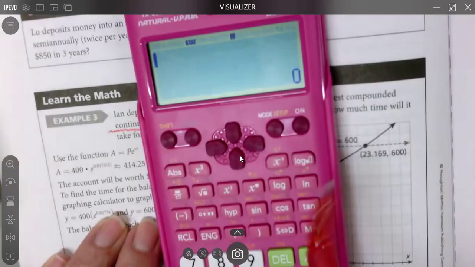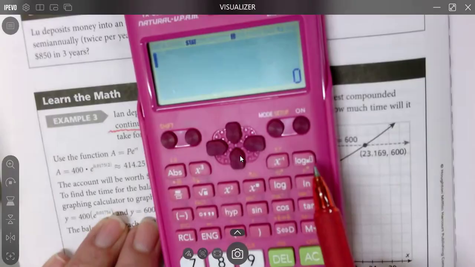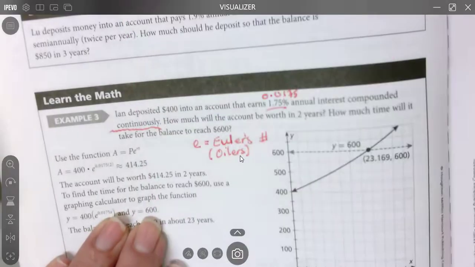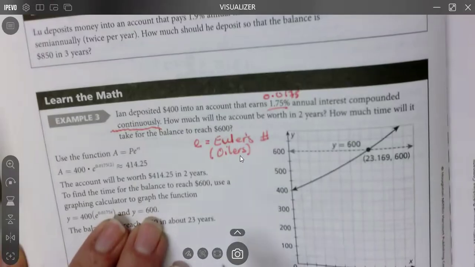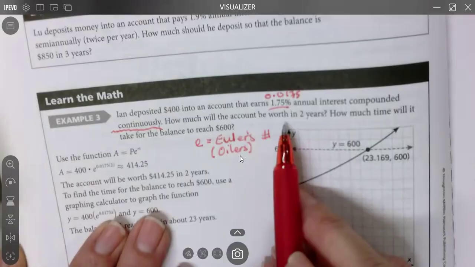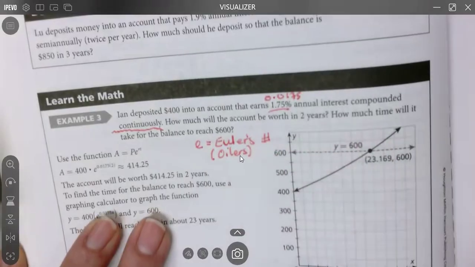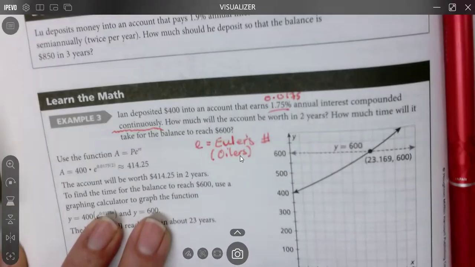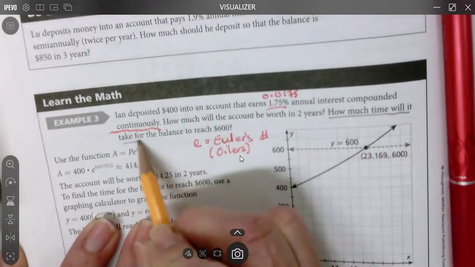And then written in orange, we have this E to the power of a box. And so we will use that. It even has it on your iPhone in your scientific calculator, so you'll be able to use it there. It says, how much will the account be worth in 2 years? How much time will it take for the balance to reach 600?